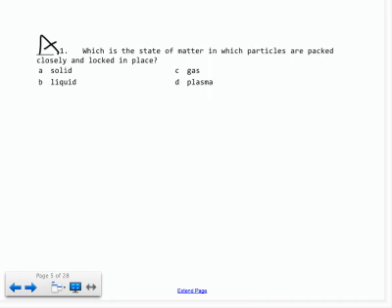A. Solids. Particles in liquid are closely packed but not locked in place. Particles in the gas state are neither closely packed nor locked in place, and plasma is not a state of matter that we've discussed.